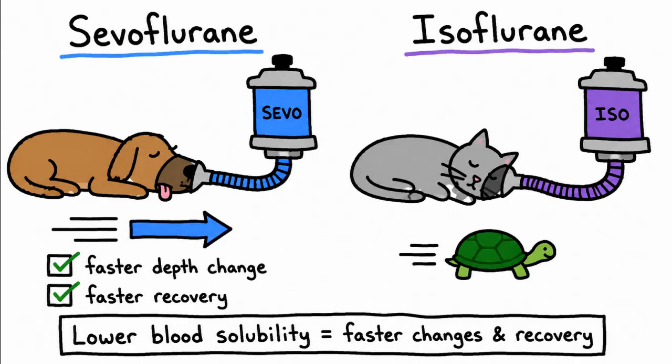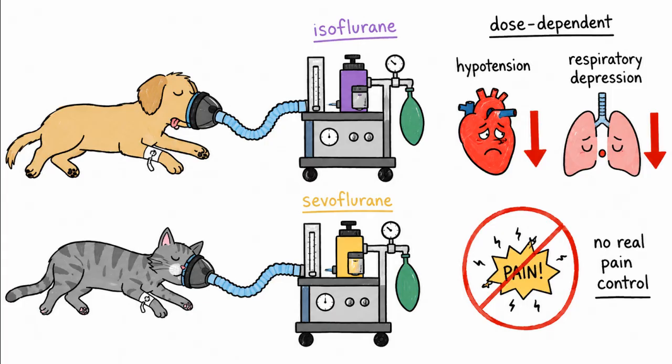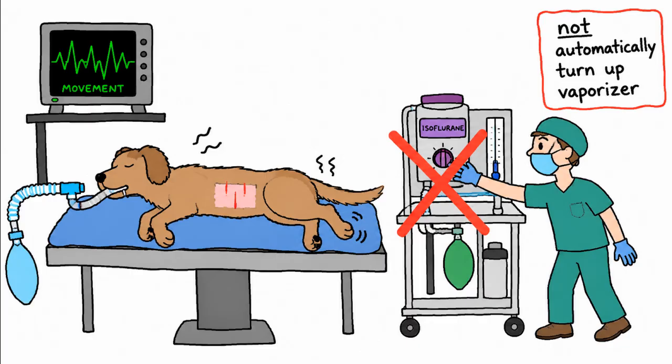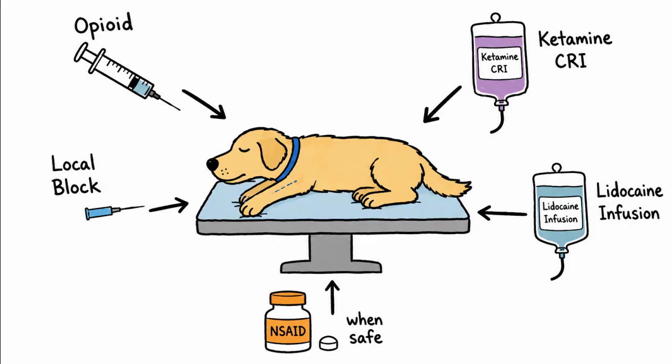Sevoflurane has lower blood solubility than isoflurane, so animals usually change depth faster and recover faster. Both drugs cause dose-dependent hypotension and respiratory depression, and neither provides meaningful analgesia. So if a patient reacts to surgery, the answer should not automatically be to turn up the vaporizer. Often the better answer is to improve analgesia with an opioid, local block, ketamine infusion, lidocaine infusion in appropriate species, or an NSAID when safe.